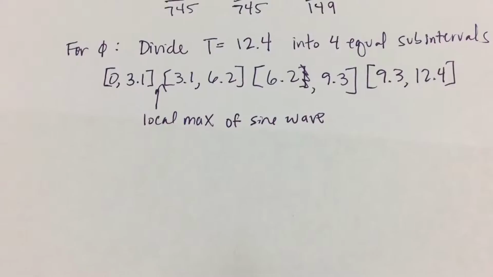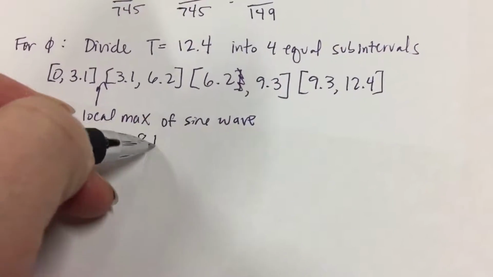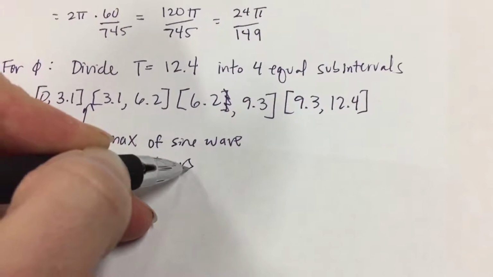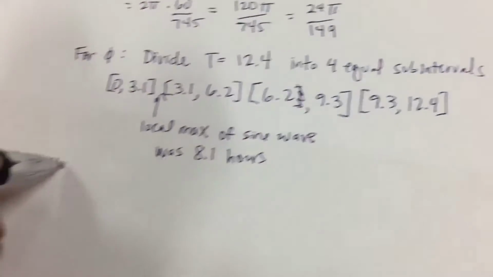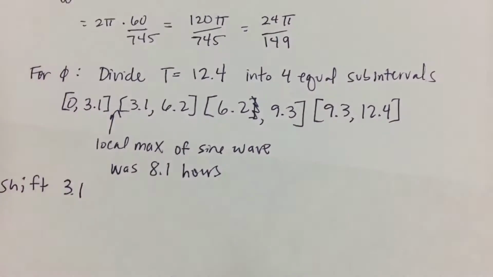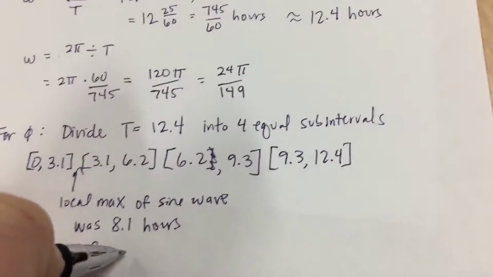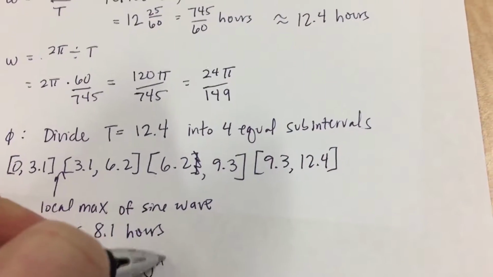So we need to change this 3.1 into, I'm going to put, 8.1 hours. So we need to do our shift. We want to take that 3.1 and move it to 8.1. So this is going to be a phase shift to the right.